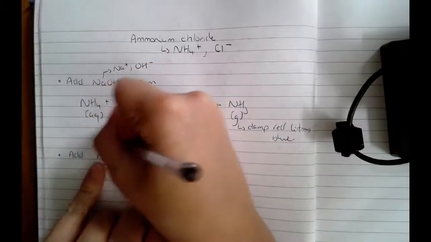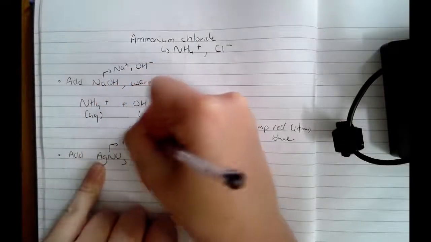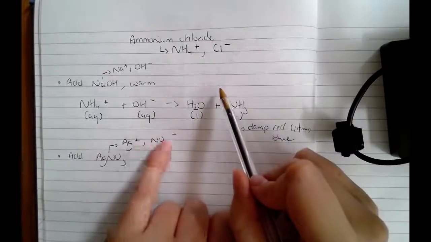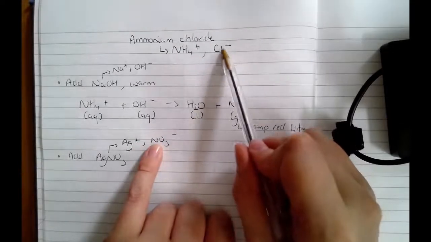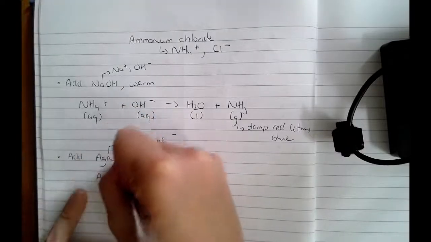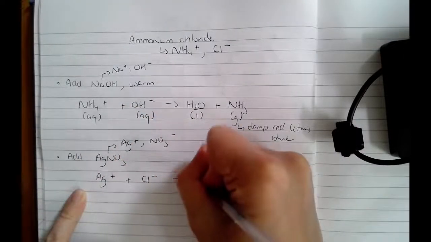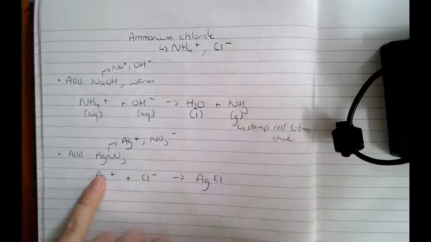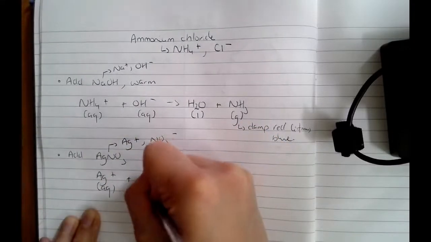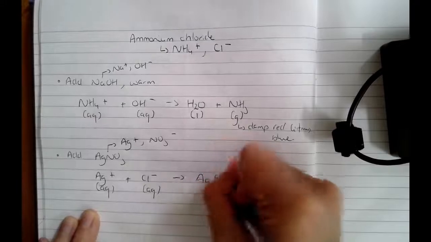And if we look at the silver nitrate, the ions present are Ag+ and NO3-. Of these two ions, which is going to react with the chloride? It's going to be the silver. Ag+ plus Cl- goes to AgCl. Plus and minus immediately cancel out. So that's aqueous, and on the other side you're forming a solid.